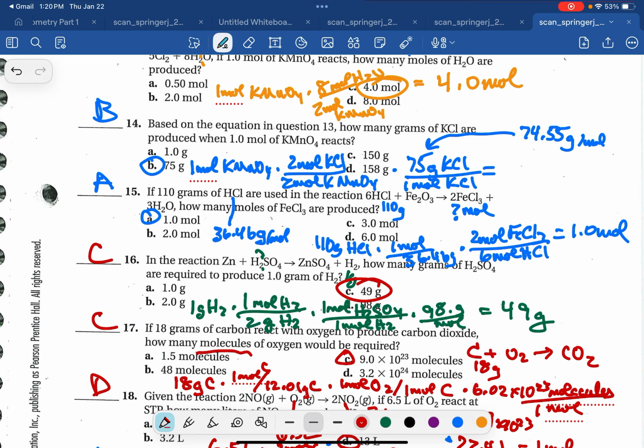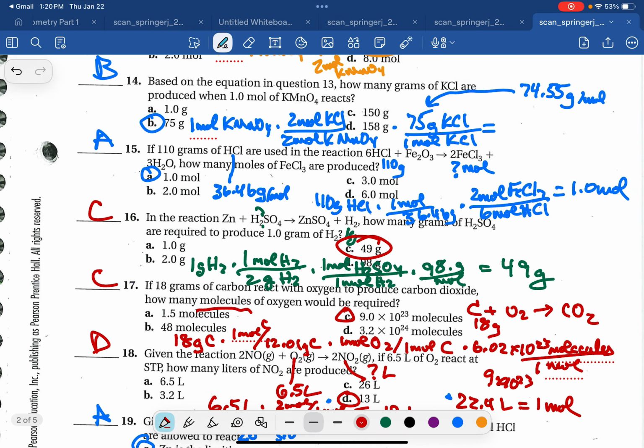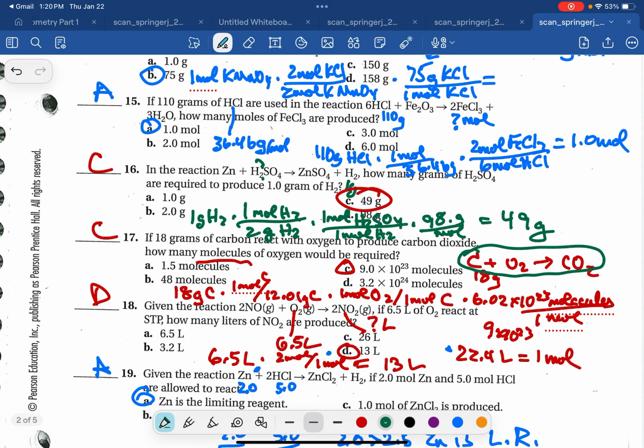Number 17, if 18 grams of carbon react with oxygen to produce carbon dioxide. So here's that equation. 18 grams carbon, 1 mole of carbon over 12 grams of carbon, that's the molar mass, times 1 mole of O2 for every 1 mole of carbon, times 6.02 times 10 to the 23rd. It's basically 18 divided by 12 is 1.5. 1.5 times 6 is 9, so it's C, 9 times 10 to the 23rd. And you can work that out on your calculator if you prefer.